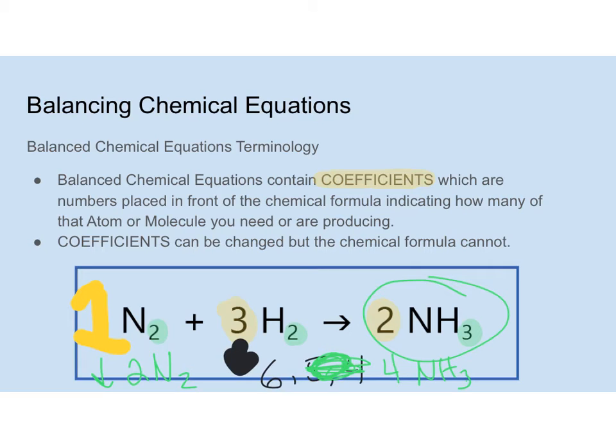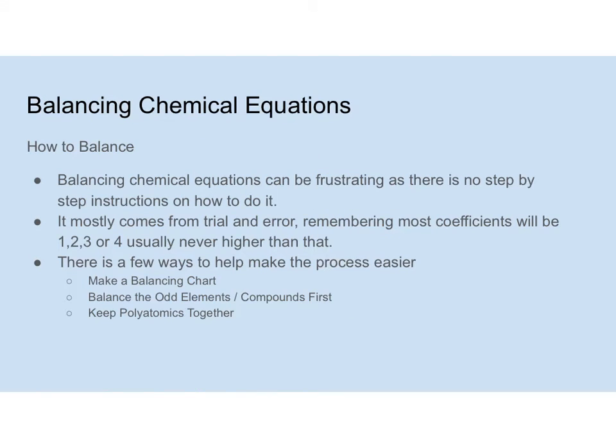Okay, so let's go through some balancing. Now, balancing chemical equations can be frustrating as there's no step-by-step instructions. It mostly just comes by trial and error, looking at numbers, plugging them in, and then trying it and seeing if it works. Now, we've got to remember a couple things, that most coefficients will be 1, 2, 3, or 4. It's very rarely they're ever going to be anything higher than that. If I did give you anything higher, it would be on accident. All the coefficients should be 1, 2, 3, or 4.